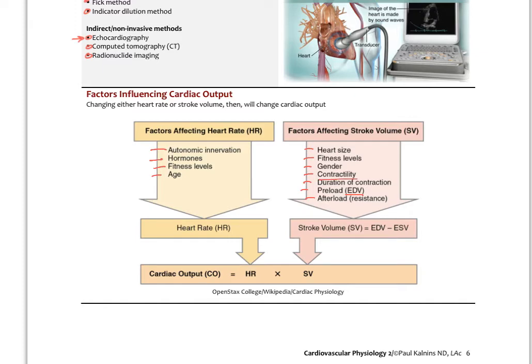And so we can calculate stroke volume. It's really our end diastolic volume, so the volume of blood at the height of diastole, when the ventricles are fully relaxed and filled with blood, that's the end diastolic volume, versus the amount of blood that remains in the ventricles after systole, that's the end systolic volume, remember. Stroke volume is just the difference between those two. So any of these factors are going to affect the cardiac output.